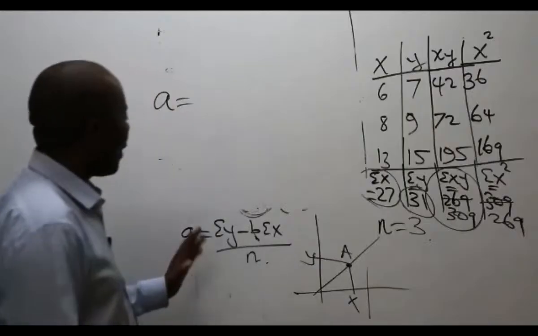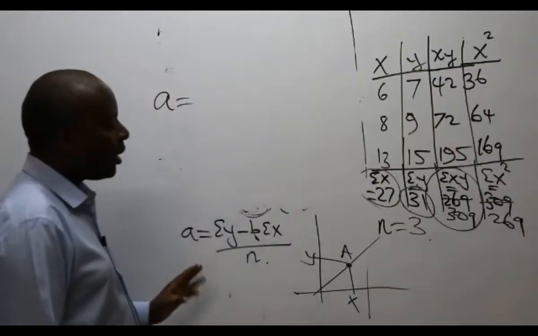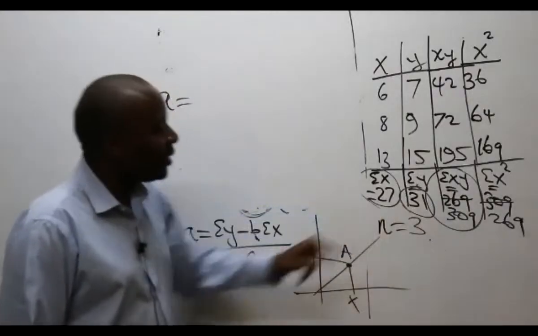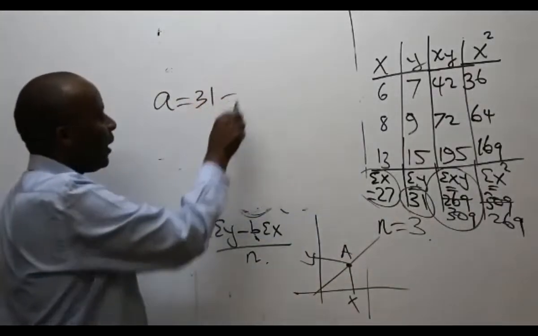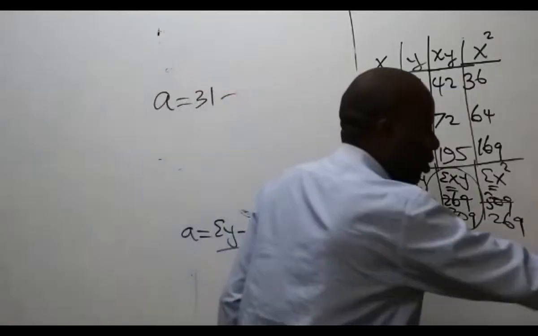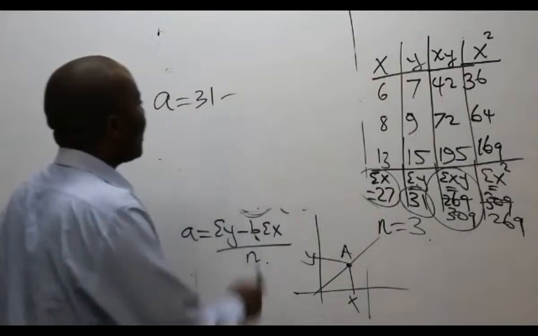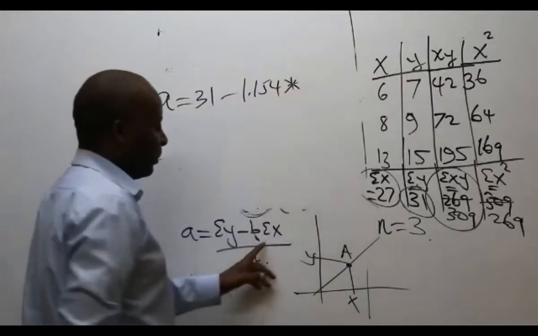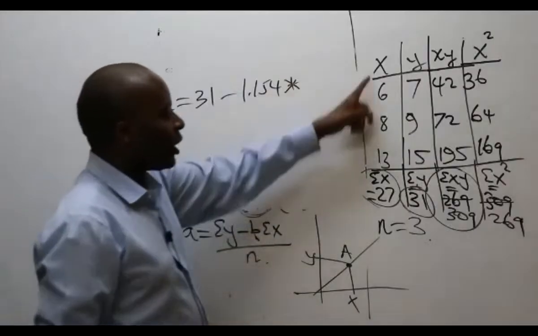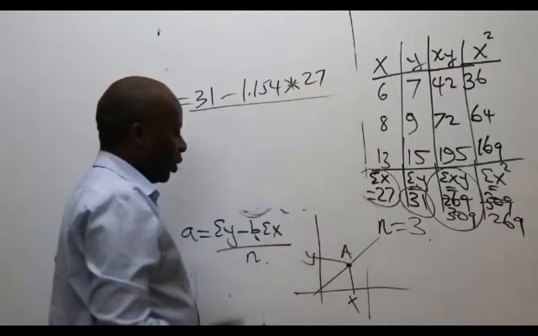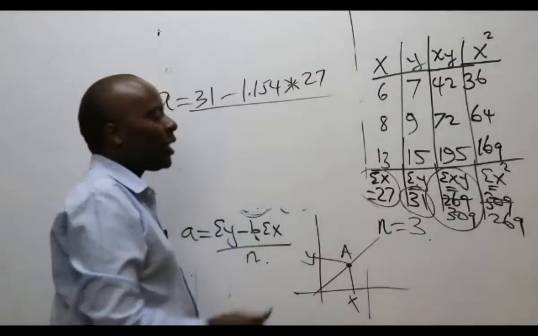To get A, we are taking summation of Y. Summation of Y is here. It is 31 minus the value of B that we got. The value of B that we got, ladies and gentlemen, was 1.154 times summation of X. Summation of X happens to be what here, somebody? 27. Everything got to be divided by N, which is 3.